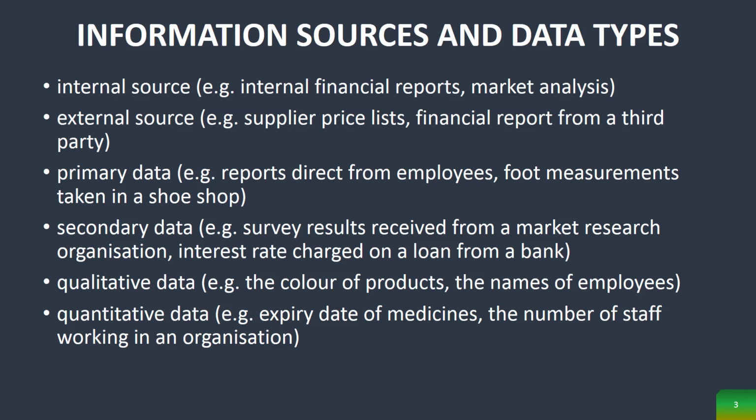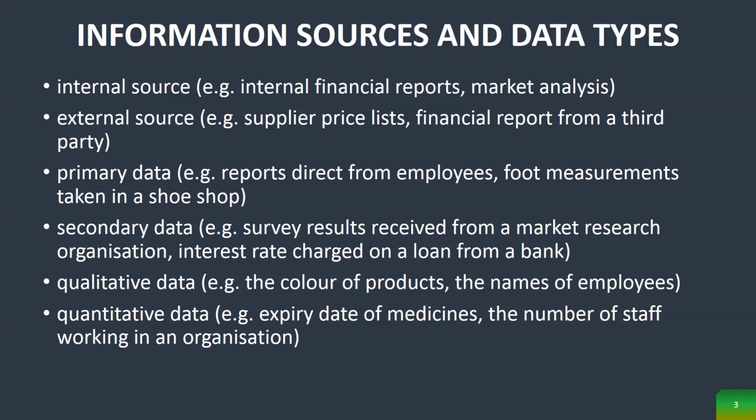The next part is primary and secondary data. So primary data is basically information that we have gathered ourselves. For instance, reports direct from employees, such as how much progress a certain scheme might be making, or whatever. That will be primary data, something that we have taken.